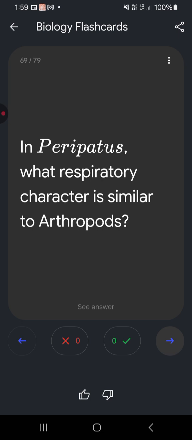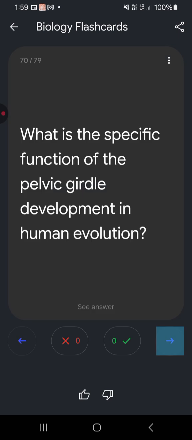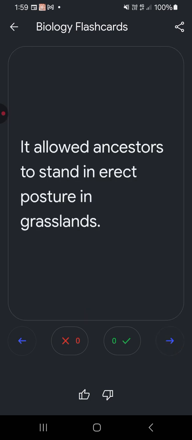In peripatus, what respiratory character is similar to arthropods? The answer is tracheal respiration. What is the specific function of the pelvic girdle development in human evolution? The pelvic girdle allowed ancestors to stand in erect posture in grasslands. They helped the ancestors of human beings to stand in erect posture.